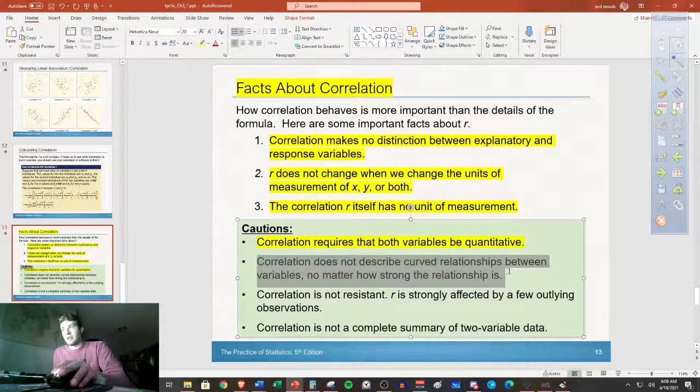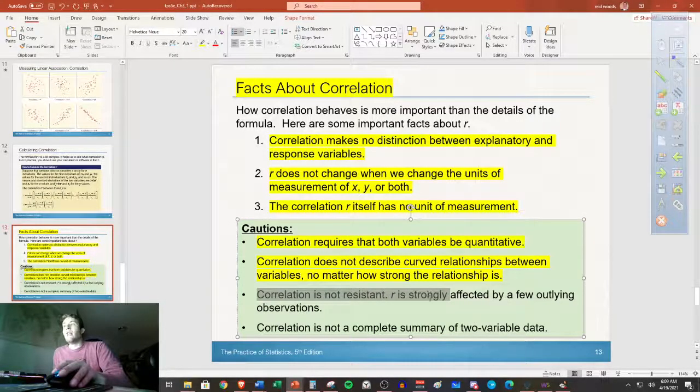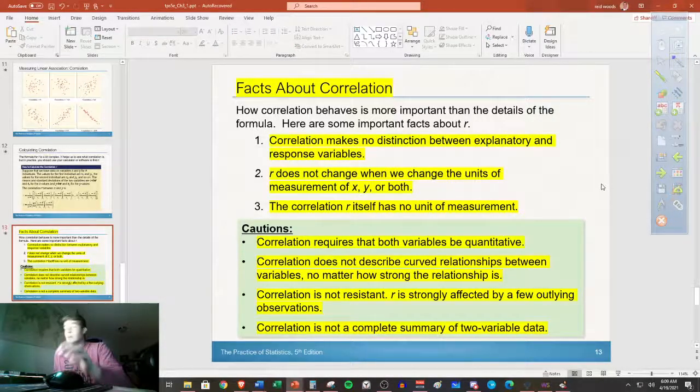Correlation does not describe curved relationships between variables, no matter how strong the relationship is. Correlation is not resistant. Remember, outliers affect it greatly, and we saw that in the last lesson. And then it's not a complete summary of two variable data. Okay? Not a complete summary. So a lot of information on this slide, but it is important that we have that available.